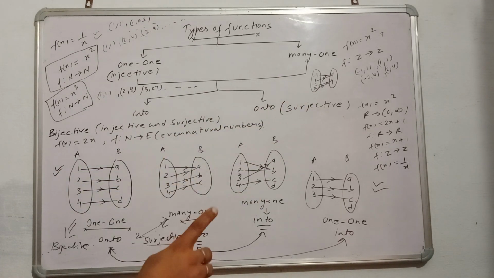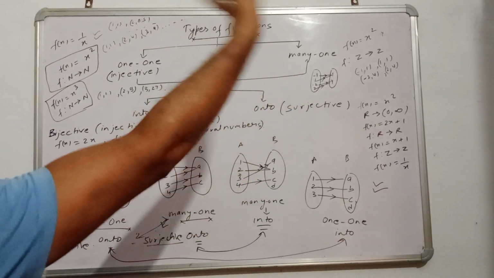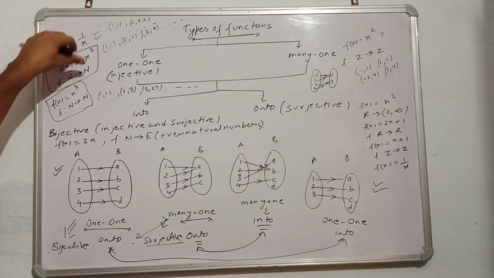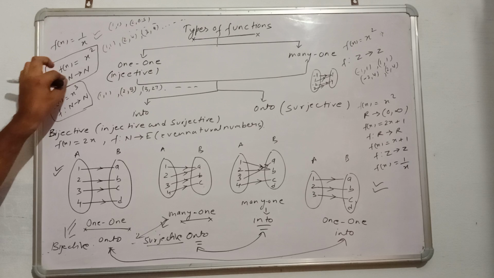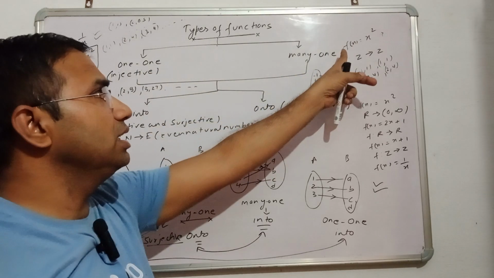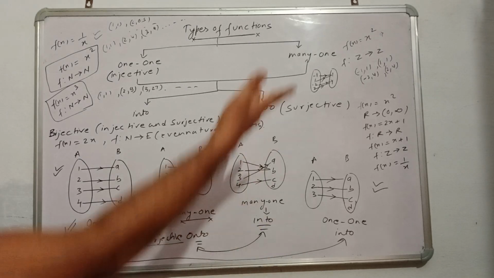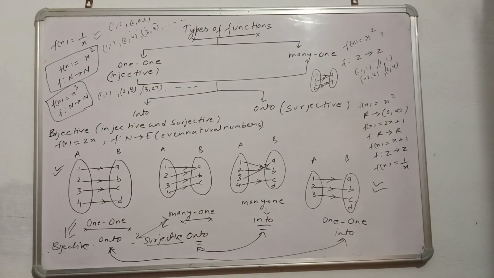Okay, so if you change the condition, then the type of function gets changed. You have written f(x) = 0, f(x) = x square, and you have taken the condition n tends to n. Here f(x) = x square, z tends to z. So you can see what value is coming, and whatever value is coming is an integer also. So this is the example of many one.